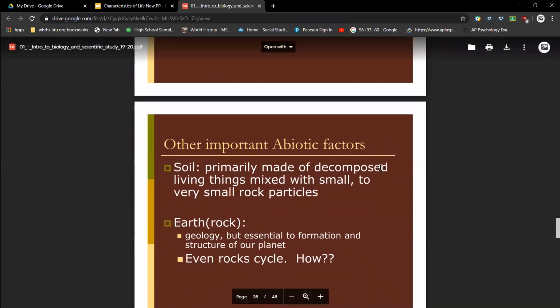So now the other thing is going to be rock and just the earth. Geology is really essential to the formation and the structure of our planet. Even the rock cycle is really important. And this is a pretty hard question, but can anyone give me any ideas on how the rock cycle could relate to biology?